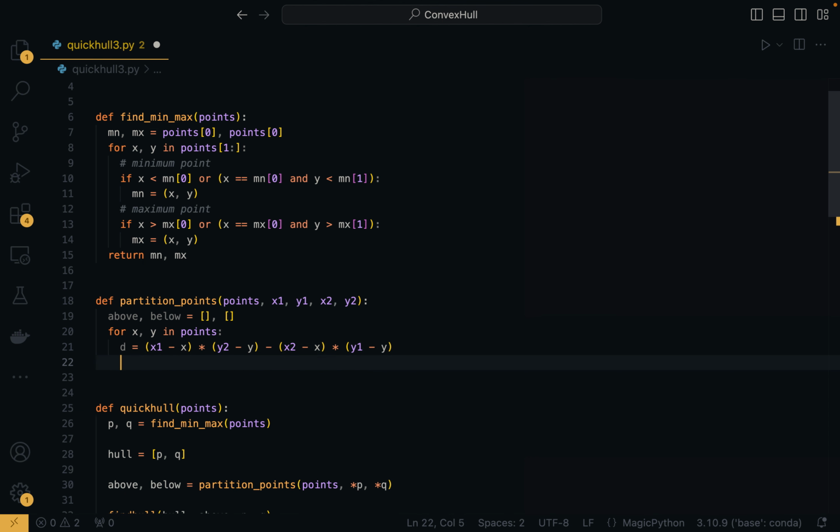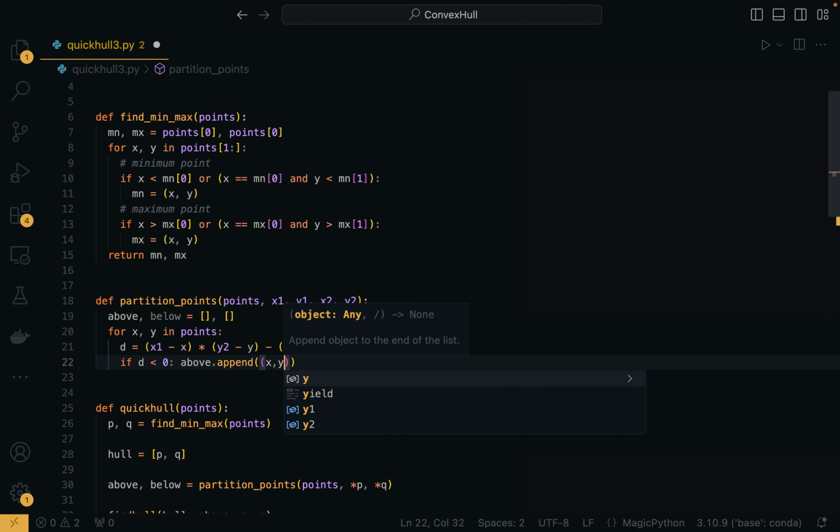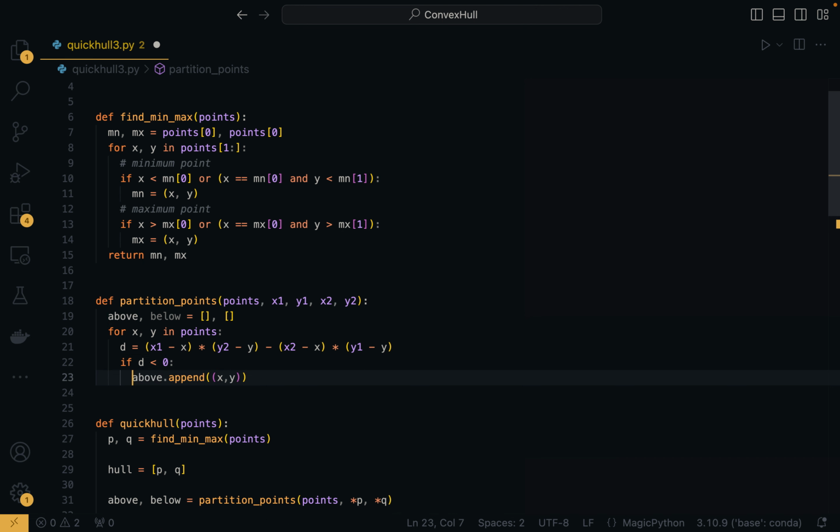Okay. And now if this point is below the line, sorry, less than 0, we'll attach it to above. So d equals (x1 minus x) times (y2 minus y) minus (x2 minus x)... One thing I want to point out is notice how this formula is, how can I say this, order sensitive. So I just want to point that out.